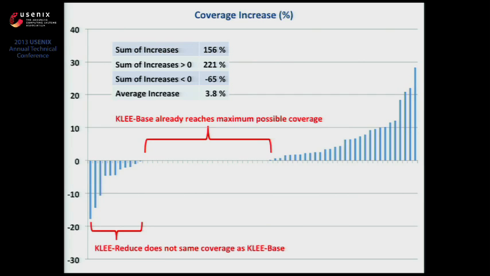So overall, if we just sum up all the percents, just to give you an idea of how they look in aggregate, adding the percentages across the board gives a total of 156%. If you just look at the increases greater than 0, it's 221. And the increases less than 0, it's negative 65. And the average increase is about 3.8%.